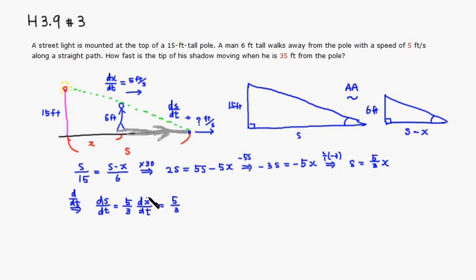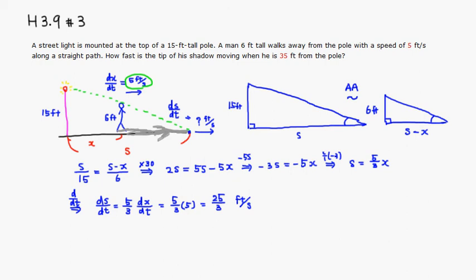We've seen dx over dt somewhere: it shows up right here, which is 5. So we put that here, times 5. Therefore, this is 25 over 3 feet per second. So that's how fast the tip of the shadow is moving.